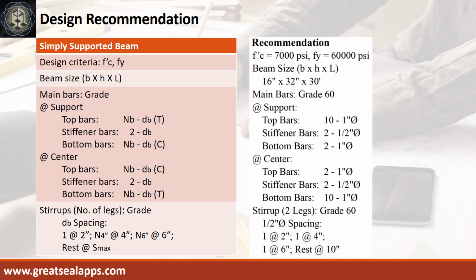At center, top bars 2 pieces 1 inch diameter bar. Stiffener bars 2 pieces half-inch diameter bar, bottom bars 10 pieces 1-inch diameter bar, stirrup of 2 legs of grade 60, half-inch diameter bar, spacing 1 at 2 inches, 1 at 4 inches, 1 at 6 inches, rest at 10 inches.